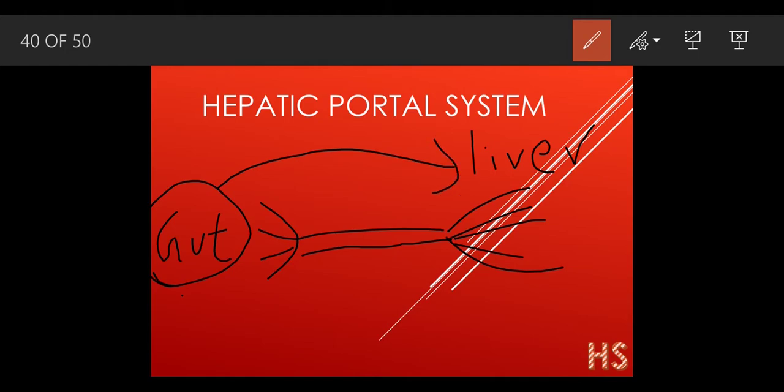Okay, it does not transport blood directly to the heart, it enters into the liver. Why does it enter into the liver? Because the liver is directly connected with the heart. And this part from gut to liver is called the hepatic portal system.